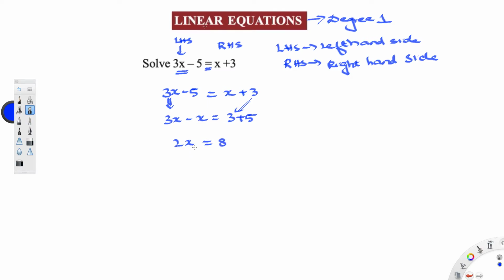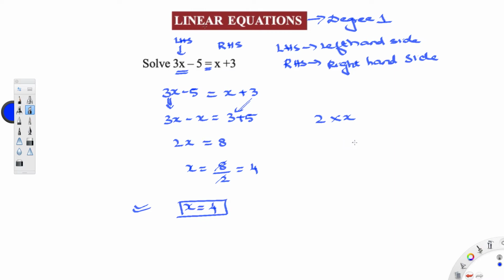So now 2x. What is 2x? 2 into x. It is in multiplication, so it will go as a division on the other side. So 8 by 2, which is nothing but 4. Now I have calculated the value of my variable, that is 4. So this is the use of an equation. When you equate, you can find the value of a variable.